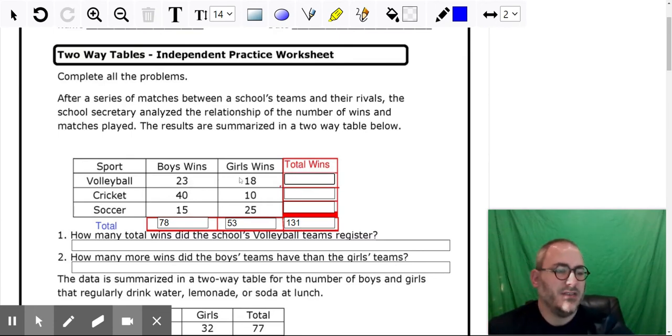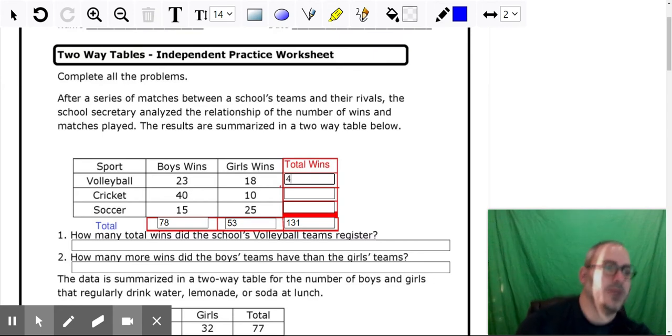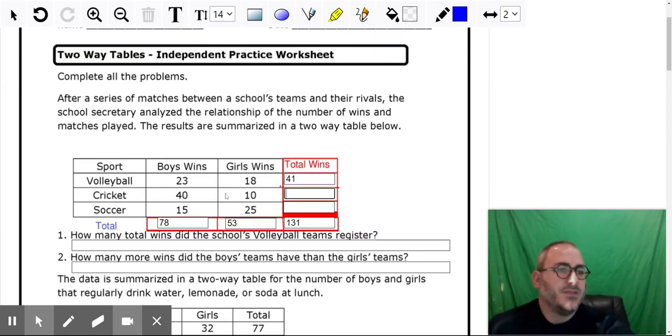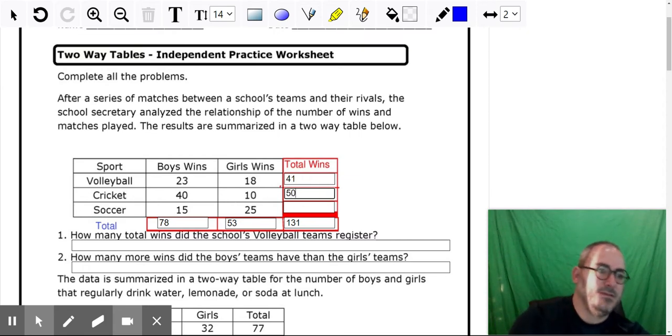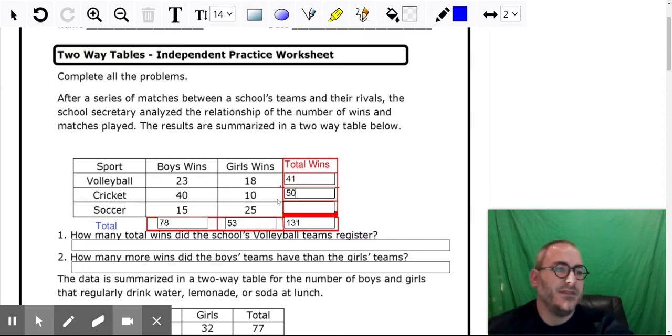Now let's start filling in these boxes here. Hopefully you saw that to fill in this box, you're going to have to add 23 with 18. So 23 plus 18, that's 41. So I'm going to go ahead and put a 41 in there. And then for this one, I don't even need a calculator. This is pretty easy, right? 40 plus 10, that's 50. And then we could do this one too. This would be 15 plus 25, 40.